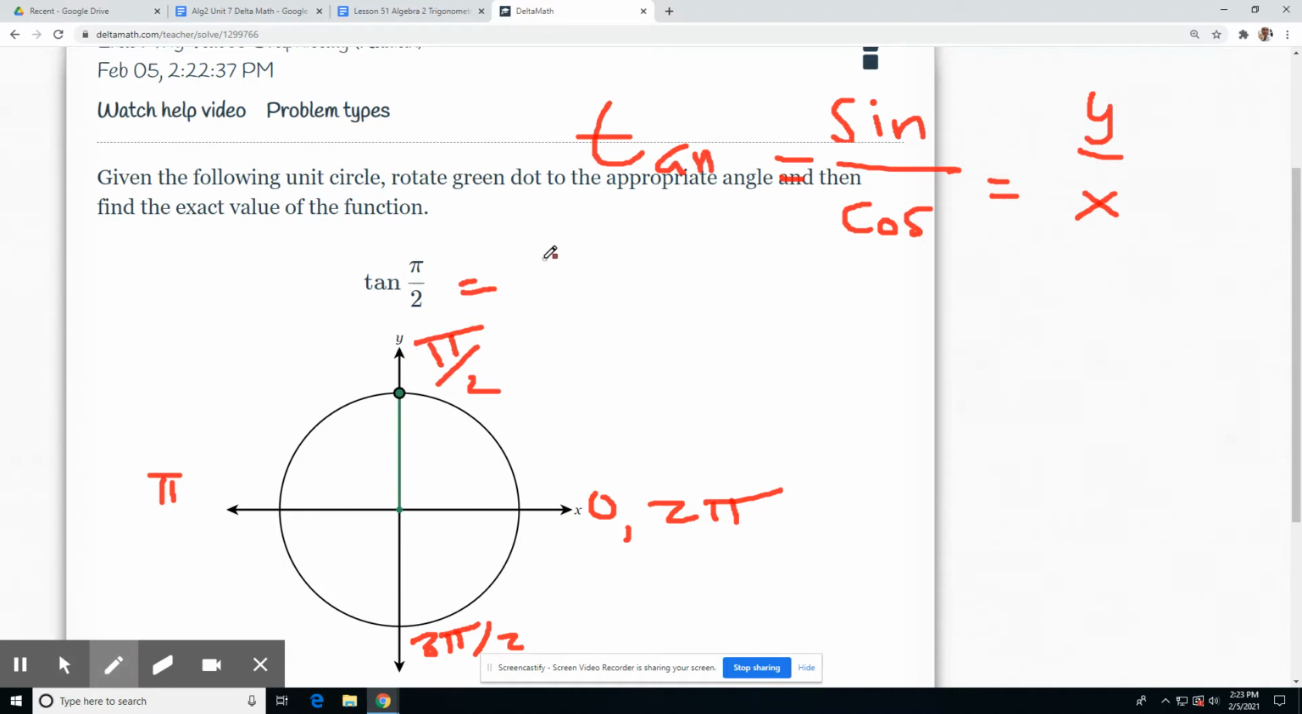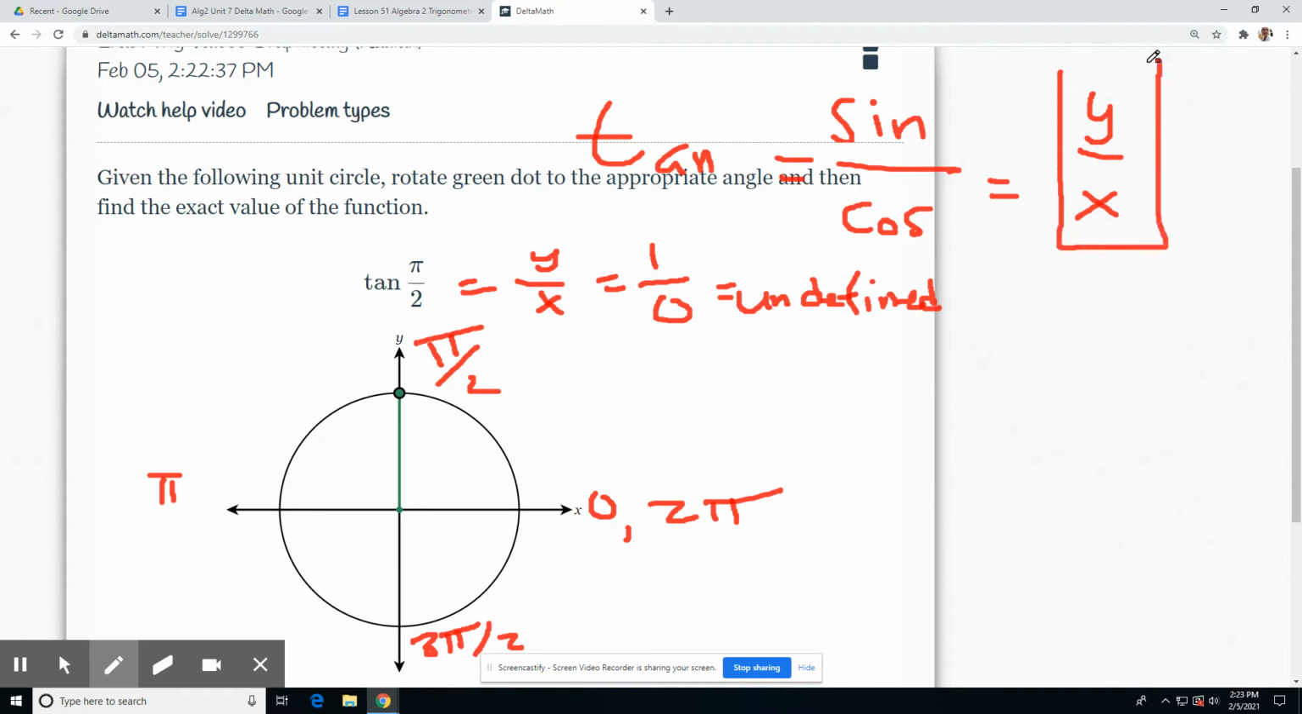So I would use the y over x idea. What's our y value? Our y value is 1. What's our x value? Our x value is 0. 0 for the x, 1 for the y. So this is undefined. All right, so this is the way they're having you do it.